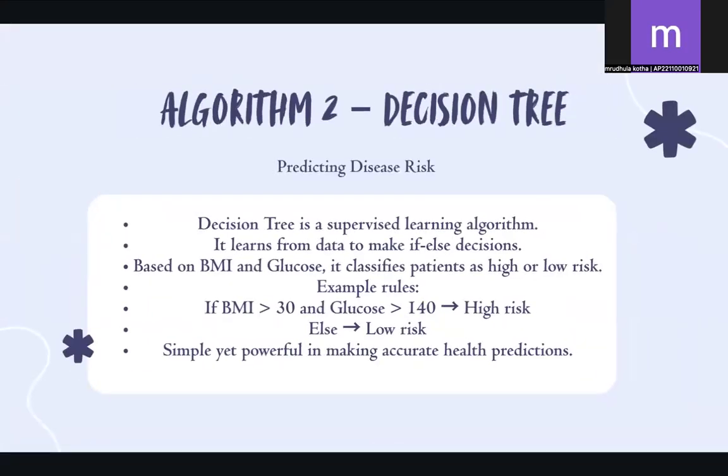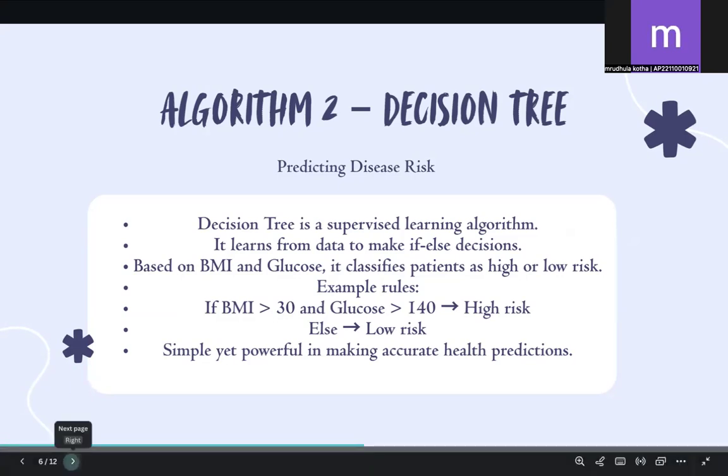Algorithm 2, decision tree. It is used to predict risk level. It's a simple rule based model that splits the data based on conditions. For example, if a patient's BMI is over 30 and glucose is over 140, the tree classifies them as high risk. These clear if-else rules make it easy for medical staff to understand and trust the predictions.